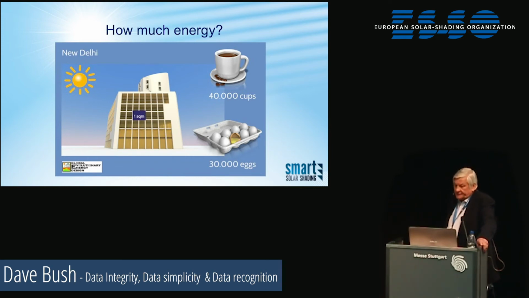And let's not forget that the solar energy falling on our building is very significant. In New Delhi, consultants have calculated that the solar energy falling on just 1 square metre of glazing in a year is enough to make 40,000 cups of coffee and boil 30,000 eggs.